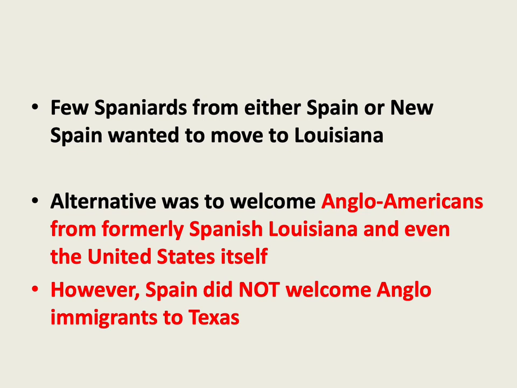And the Spanish living in New Spain, many of them had been in New Spain for generations because Spain had been controlling the area for so long, they didn't want to move up to the Texas or Louisiana area, primarily Louisiana. So the only alternative was Spain said they would welcome Anglo-Americans from either the United States itself or from the area which the United States had purchased from France. And of course, that was formerly Spanish Louisiana. They would welcome them to move back into that huge Louisiana area just to have it more populated. But at first, they did not welcome these Anglo immigrants coming to Texas.